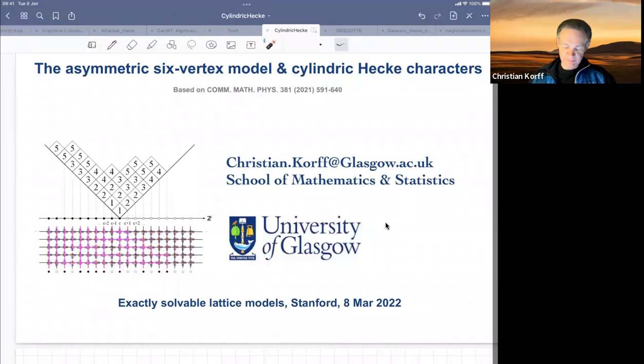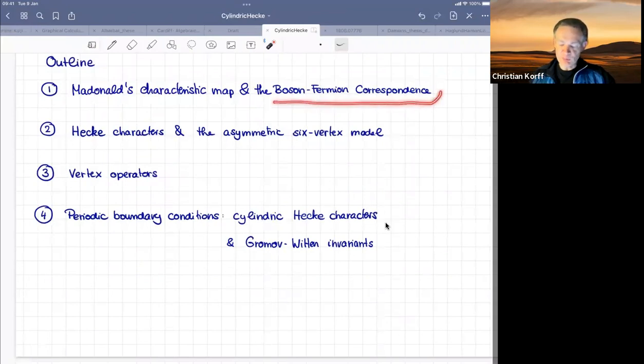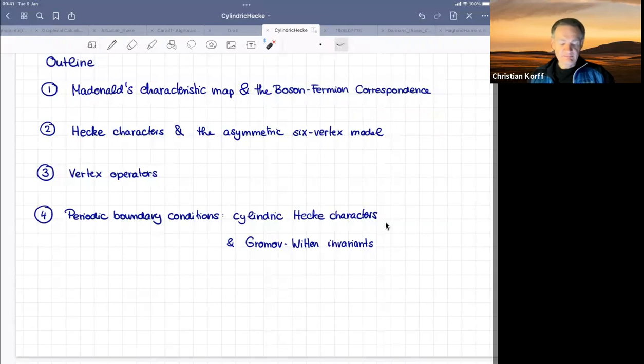Okay, so without any further ado, the outline of the talk will be a quick reminder about Macdonald's characteristic map, which I think hasn't featured before here in the seminar series, but you have certainly heard about the boson-fermion correspondence before, and some people here in the audience have used it in their work. And then, this is usually set up in the context of the symmetric group, and we will try to generalize the setup to the Hecke algebra, which you can think of as a quantum deformation of the group algebra of the symmetric group.